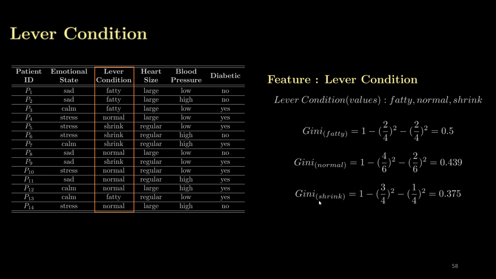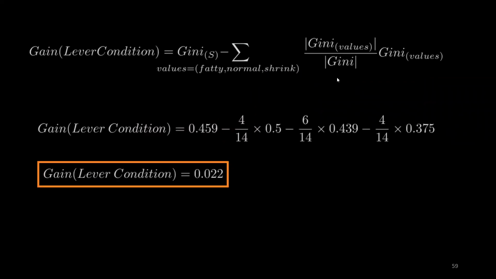So in this way, we have calculated the Gini index of all the values present in the column of liver condition. Now it's time to find the weights of these values so that we can calculate the weighted Gini index. The weight of fatty is 4 because it appears 4 times out of the 14 entries. Normal appears 6 times and shrink appears 4 times. These are the weights of all these values and these are their Gini impurity values. Subtract these from the Gini index of the dataset, and we will get 0.022 as the information gain of liver condition.